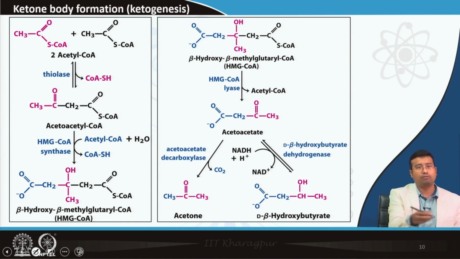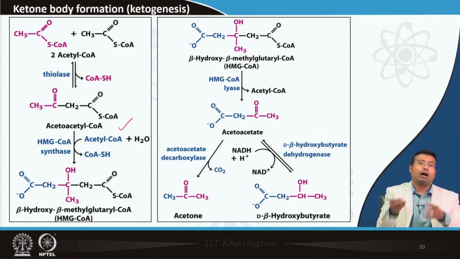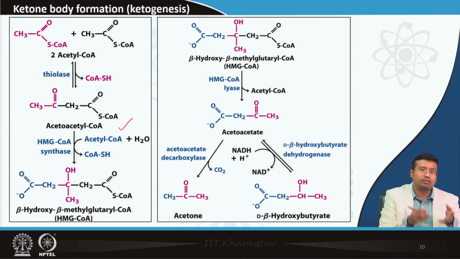So, first again let us recapitulate: two molecules of acetyl CoA condensing by the enzyme thiolase to form acetoacetyl CoA. Again HMG CoA synthase acts on acetoacetyl CoA, and another molecule of acetyl CoA combines to form HMG CoA. This is in mitochondria. In mitochondria what happens?